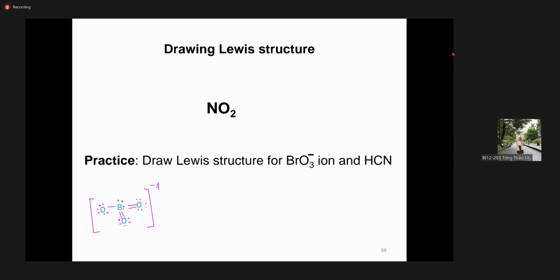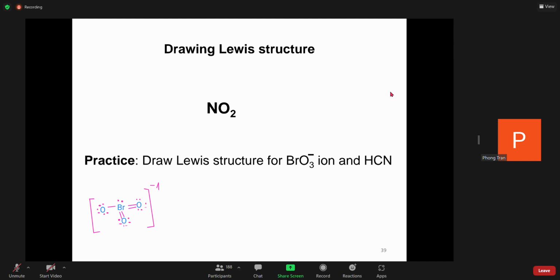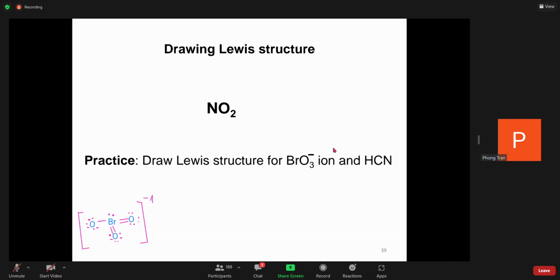Yes, here it is. But then, how about the number of electrons surrounding the central atom? In this one, it will have 4, 8, 10, and it will have 12 electrons. Is it correct for this structure? It will be too much, right?